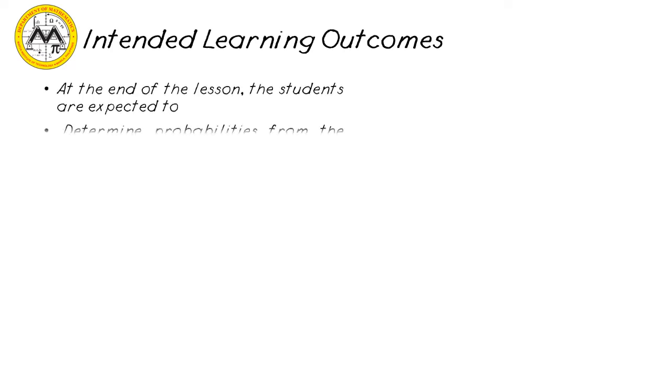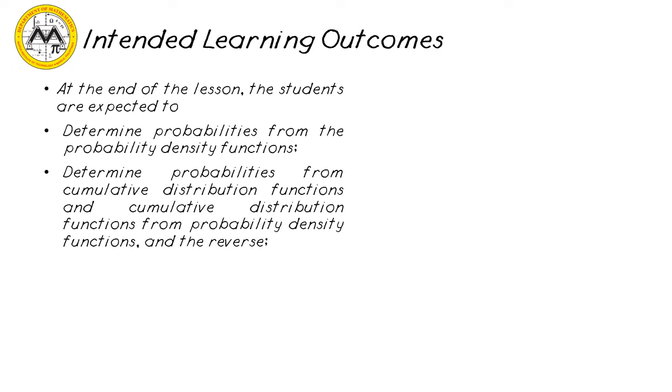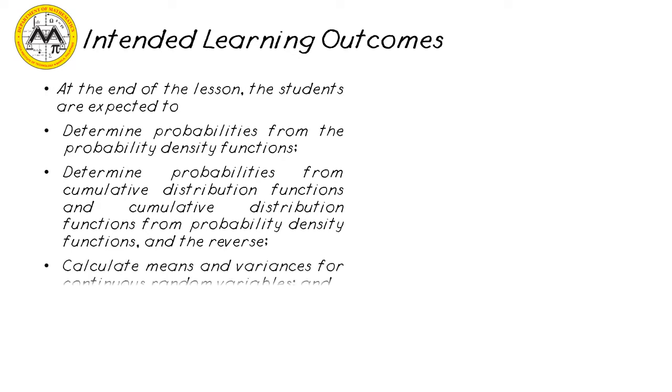The intended learning outcomes for these lessons are: 1. Determine the probability from the probability density functions. Determine the probabilities from cumulative distribution functions and cumulative distribution functions from probability density functions. Calculate the mean and variances for continuous random variables.